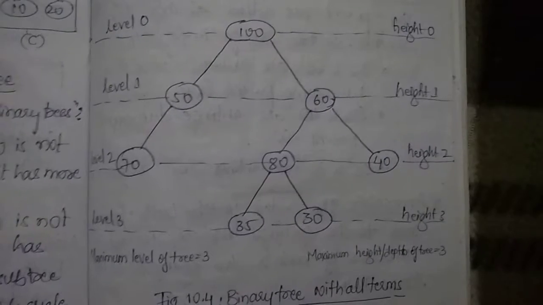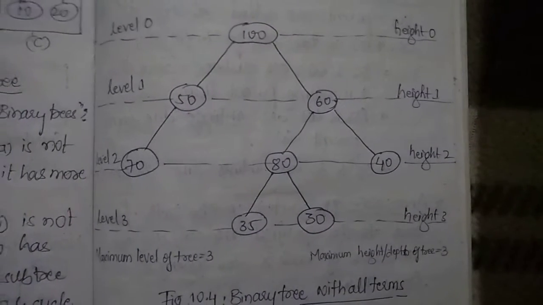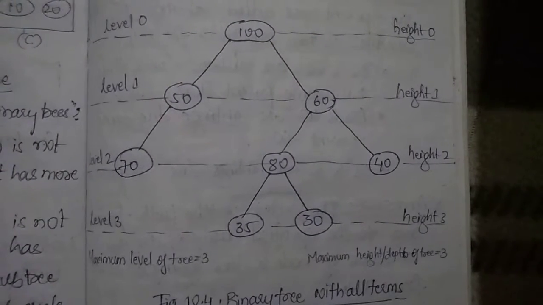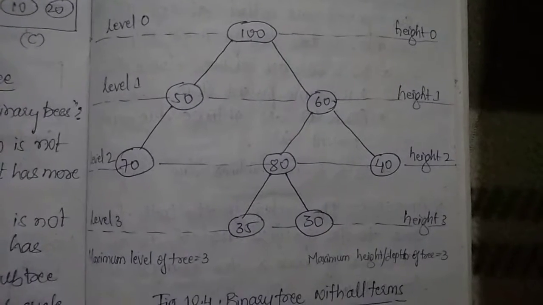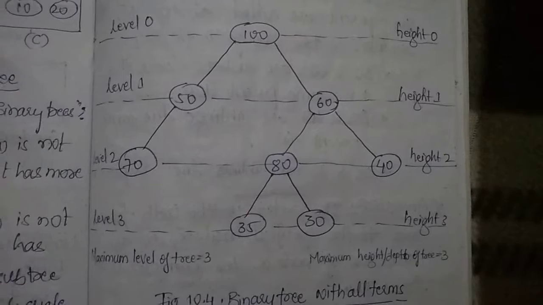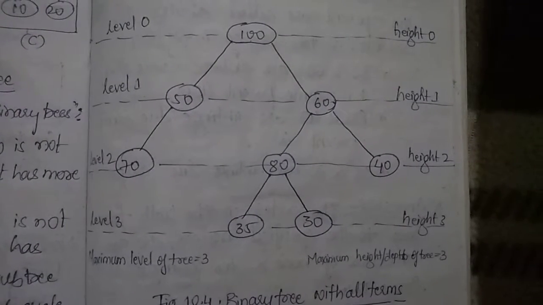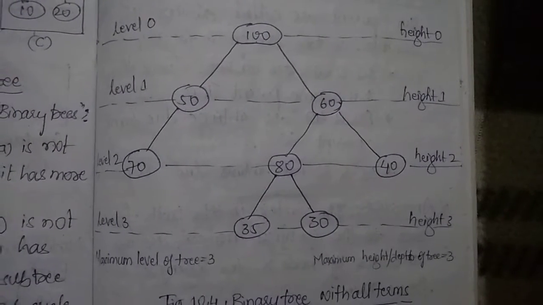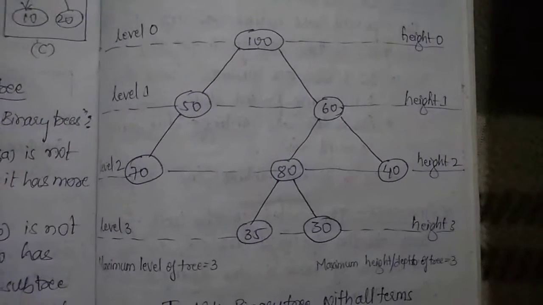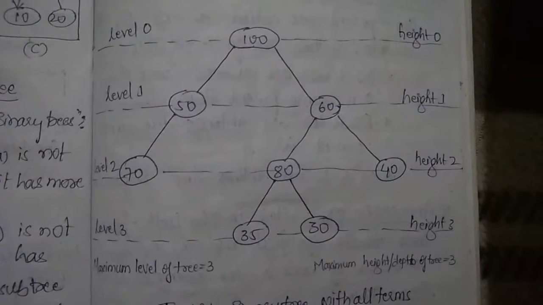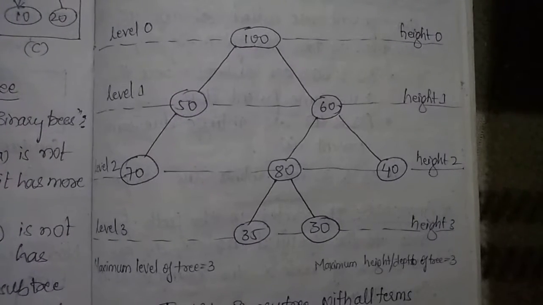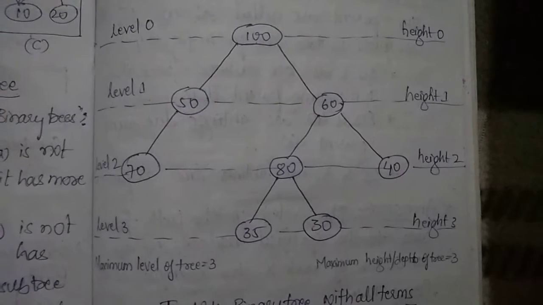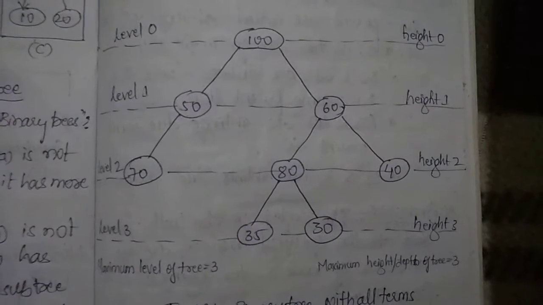Next terminology is ancestors. The nodes in the path from the root to the specified node X are all ancestors of the node X. I would like to repeat, the nodes in the path from root to the specified node X are all ancestors of node X. Here, for example, 100 is the ancestor of 50. In the same way, 50 is the ancestor of 70. Like that, we can say that 80 is the ancestor of 35, and even 100 is the ancestor of various other nodes like 70, 50, 35, 30, 80, 60 and 40.